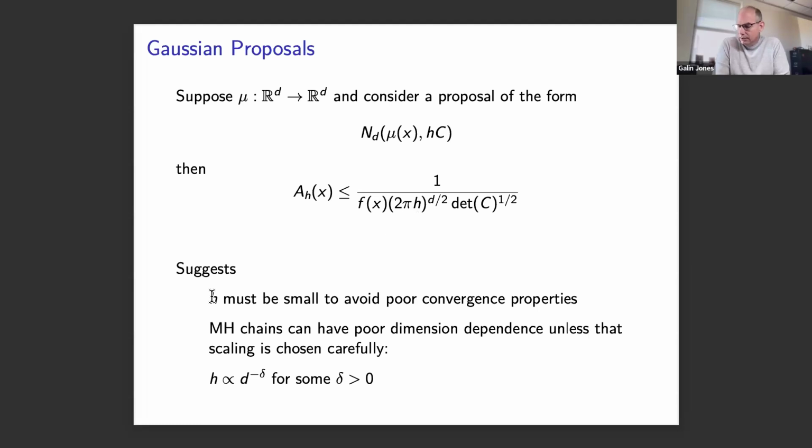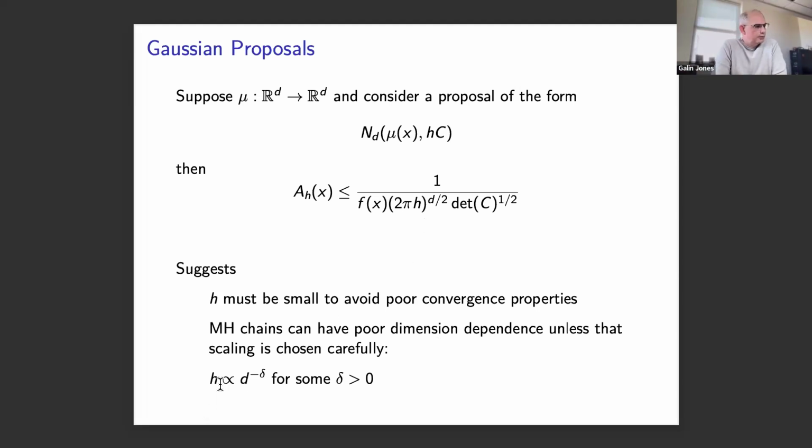This is something I encounter in my courses when I teach applied MCMC type courses. Students often want to choose h to be large because they think that's going to allow them to explore the space and have a chance to do it. This says you should never do that, right? It also indicates that, unless you choose this scaling carefully, Metropolis-Hastings can exhibit poor dimension dependence.